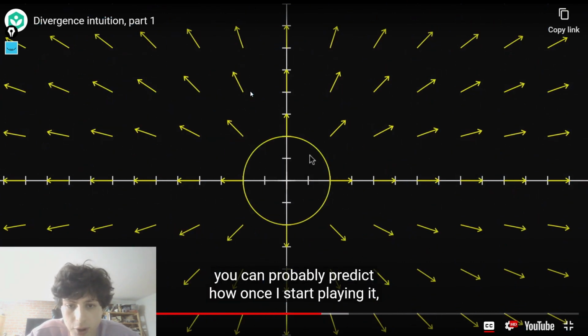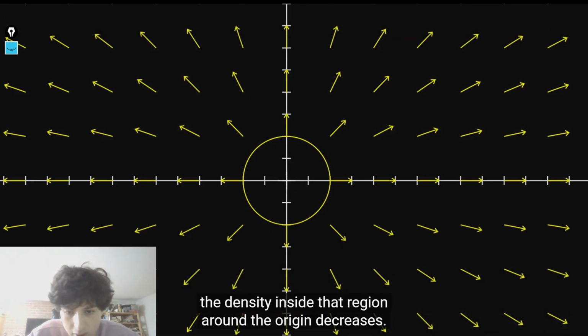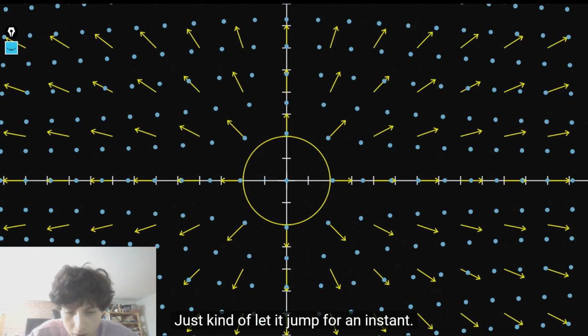So here they're going out, so they're going to go out of the circle. Is that small positive or negative? Put some molecules in there and let them flow along the vectors. The density inside that region around the origin decreases. I'll just play for a quick instant.